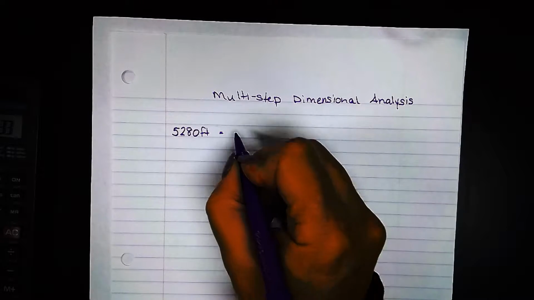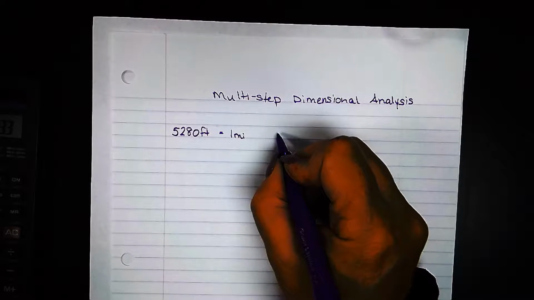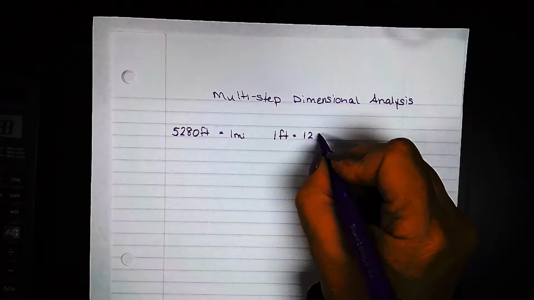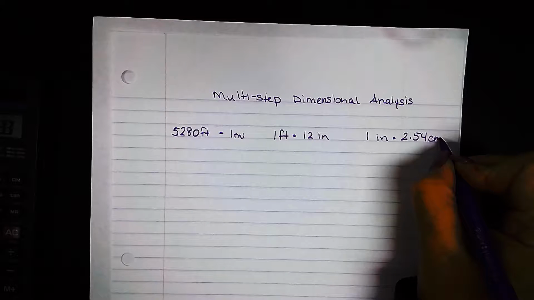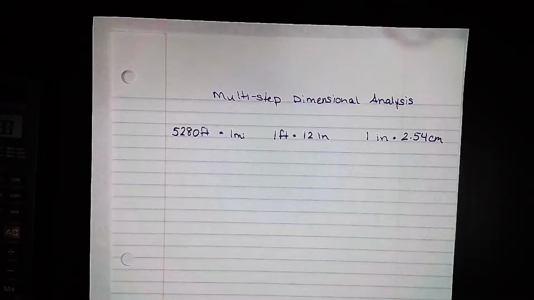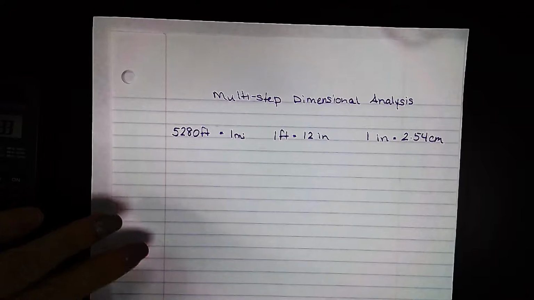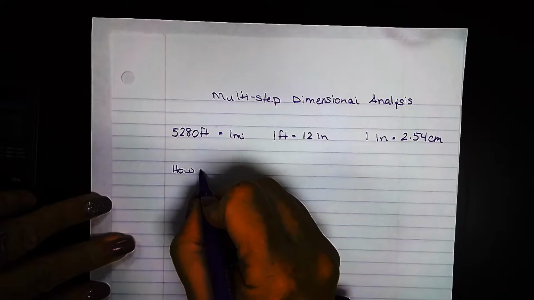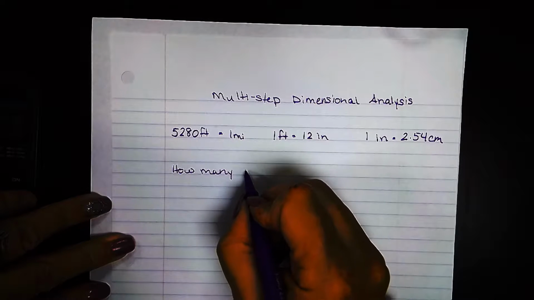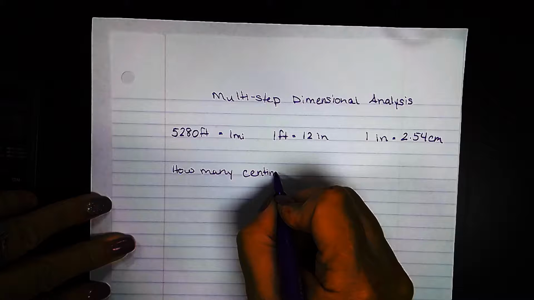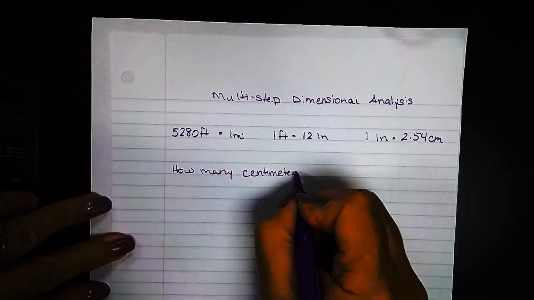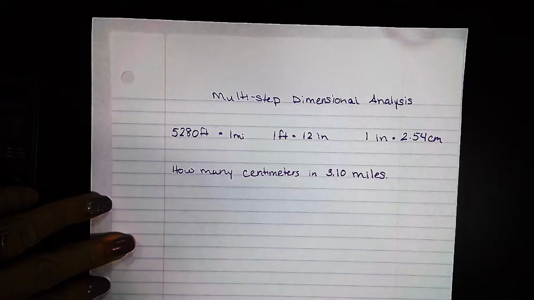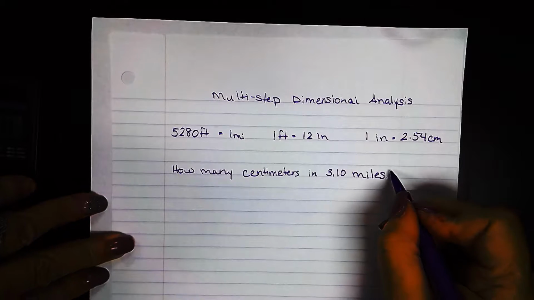5,280 feet are equal to 1 mile. 1 foot is equal to 12 inches. And 1 inch is equal to 2.54 centimeters. Okay? So what if I asked you how many centimeters in 3.10 miles? Okay, so this is going to be our question.